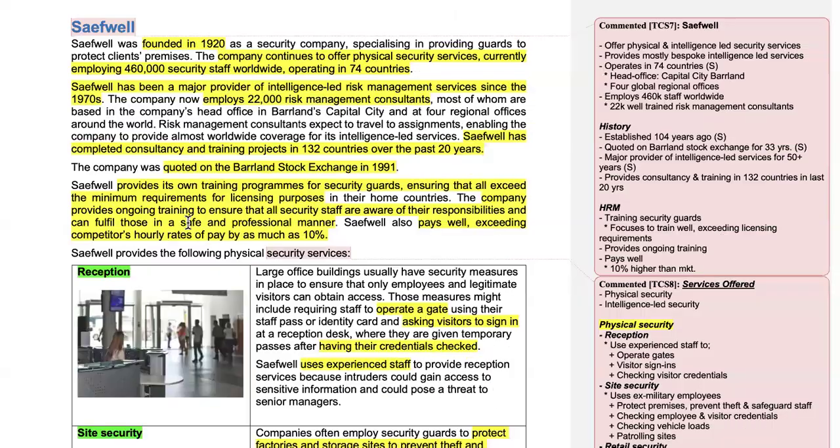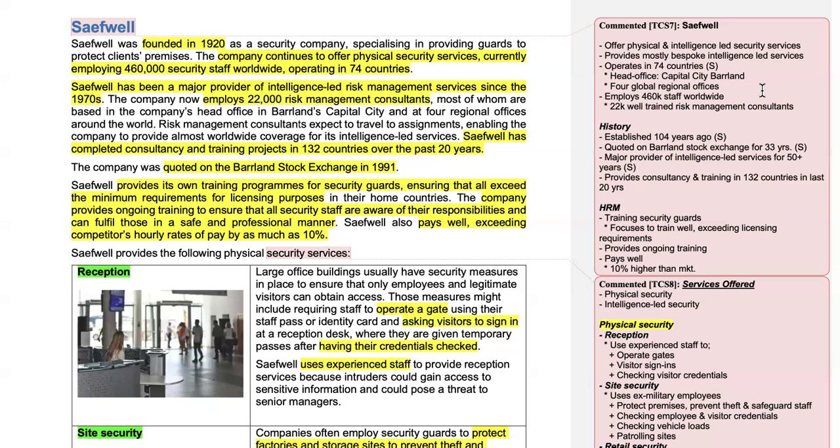So having understood what happens within this industry, after I have defined what this industry is about, and I mentioned the trends within this market, let's try to understand what happens within your chosen company, Saefwell. So this company is into offering physical and intelligence-led security services, and they are mostly providing bespoke intelligence-led services. So bespoke, what does it mean? It means that you are providing customized services.